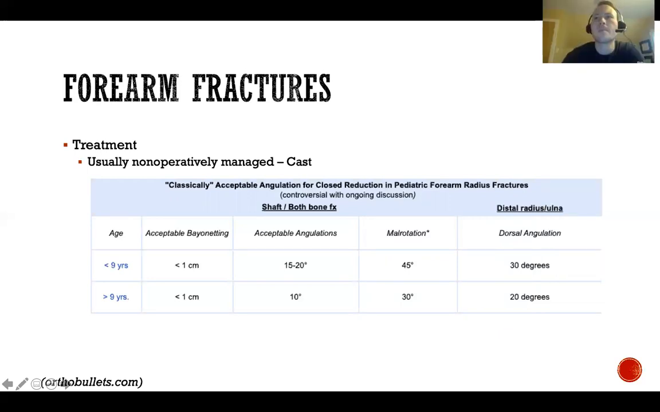Got it. You did. So not going to get into the specifics of angulation values or malrotation, but just wanted to draw your attention to looking at the age. So if you notice here, the younger patients are going to allow for more acceptable angulation and malrotation. And that's due to what I mentioned before, is younger patients are going to have a higher remodeling potential.